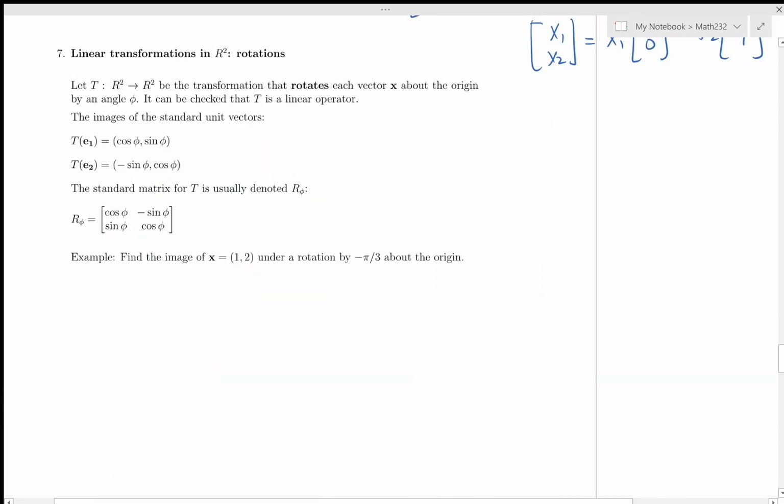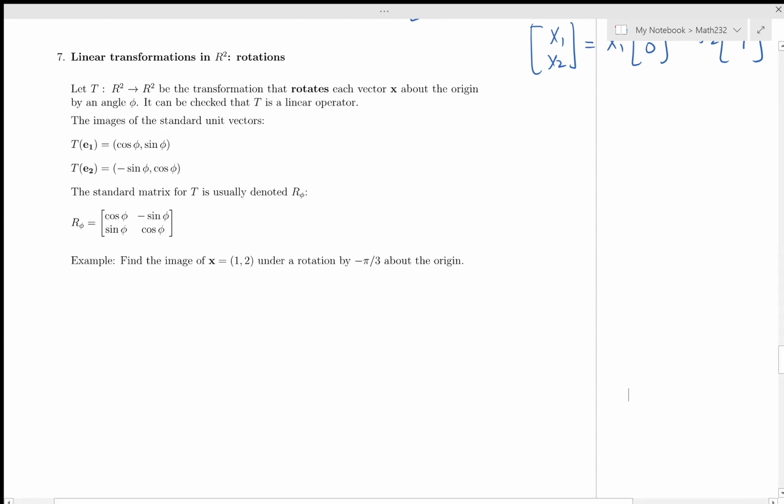Okay, so now we're going to take what we've been doing and see how we can then set up matrices to do certain types of transformations that we want. So we're going to start that by figuring out what the standard matrix is to do rotations in R2. So we're going to let T be a transformation that maps vectors from R2 to R2 and rotates the vector about the origin by an angle phi. Okay, so how do you come up with that?